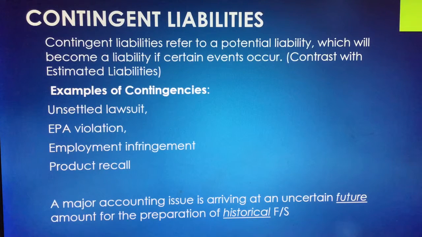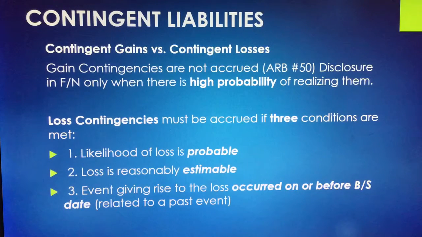A major accounting issue in this case is arriving at an uncertain future amount. That is, since things are up in the air as to how much you're going to have to pay, you've got a liability, you just don't know how much. You've got to try to figure out how much to record right now as of the balance sheet date.